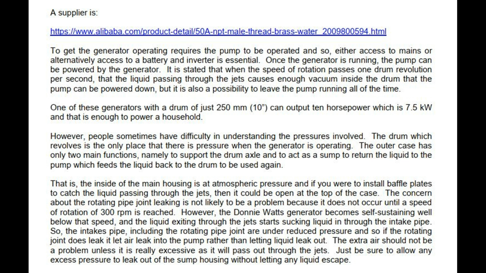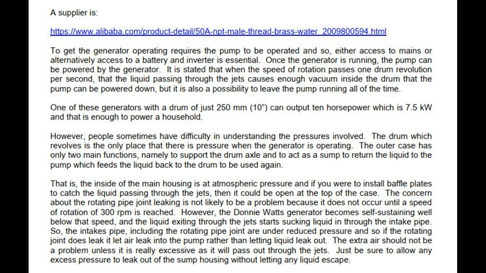water_2009800594 HTML. To get the generator operating requires the pump to be operated, and so either access to mains or alternatively access to a battery and inverter is essential. Once the generator is running, the pump can be powered by the generator. It is stated that when the speed of rotation passes 1 drum revolution per second, the liquid passing through the jets causes enough vacuum inside the drum that the pump can be powered down, but it is also a possibility to leave the pump running all of the time.